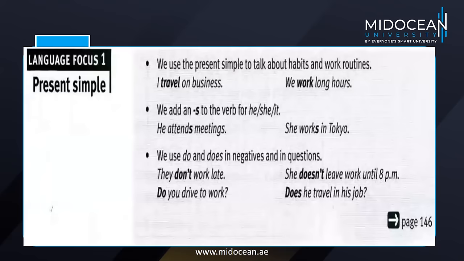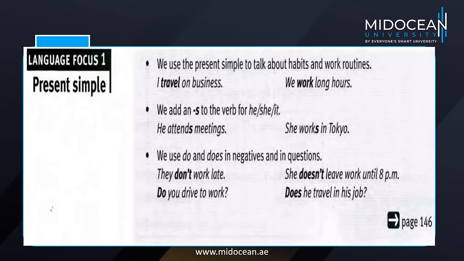Well, let's move to grammar. So we have the present simple tense. Okay, guys, so when we use the present simple tense, when do we use the present simple? Yes, we use the present simple to talk about habits and work routines. So, for example, when I say, I usually get up at 7, دي عادة عندي. I usually get up at 7 o'clock. I travel on business. We work long hours. الروتين بتاعي. I work, for example, for 10 hours every day. So بنتكلم على ال habits and routines. هنتكلم بعد كده بالتفصيل على ال form بتاعه.